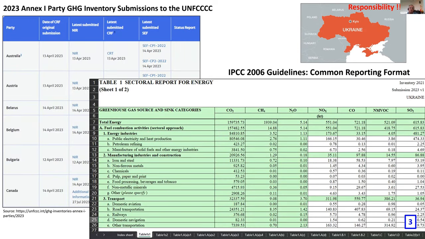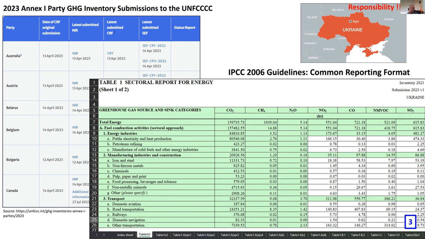Accounting and reporting greenhouse gas emissions are mandatory for parties under the Paris Agreement. This reporting to the UNFCCC is important for understanding the global carbon cycle, for elaboration of mitigation efforts, etc. We know IPCC guidelines, which cover many, many sectors and categories of human activity. We know the common reporting format to unify submissions to the UNFCCC.